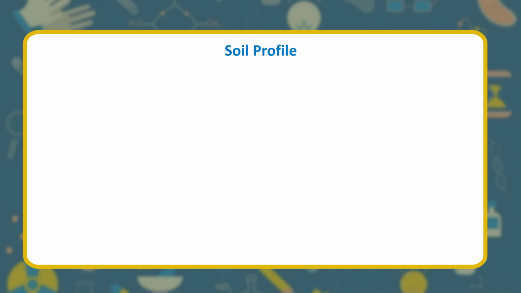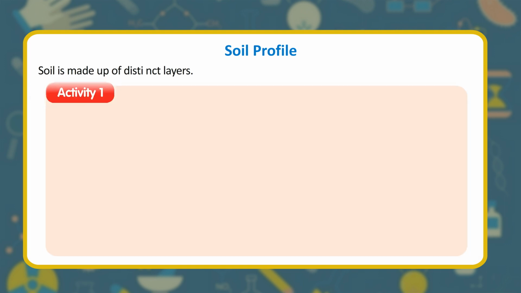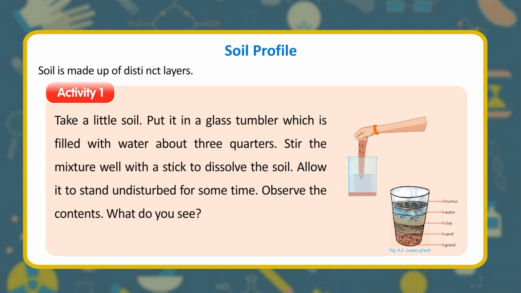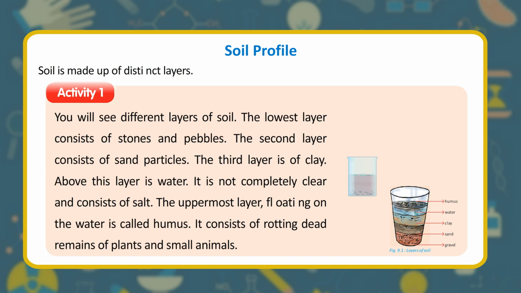Soil profile. Soil is made up of distinct layers. Activity. Take a little soil. Put it in a glass tumbler which is filled with water about 3/4. Stir the mixture well with a stick to dissolve the soil. Allow it to stand undisturbed for some time. Observe the contents. What do you see? You will see different layers of soil.